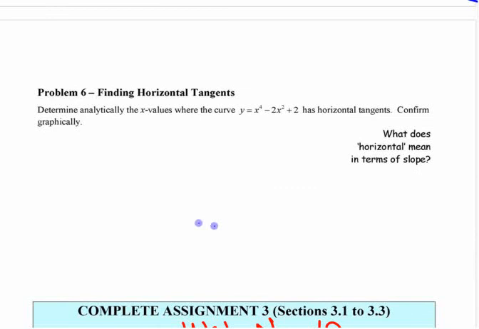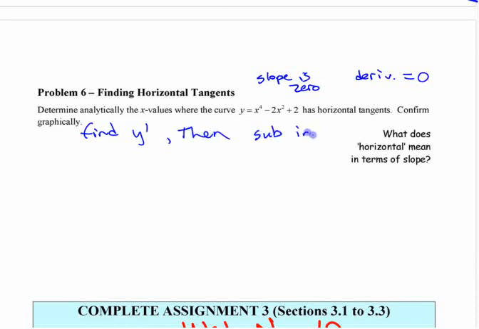Horizontal tangents. You can probably think about what happens here, right? Finding horizontal tangents, or in other words, where the slope is 0, or where the derivative is 0. You can find this by finding the derivative. Find y prime, then do what? Then sub in 0, right? Okay, and then solve for x, and it'll give you some values, right? Like if you come up with a derivative of this and then say it equals 0.